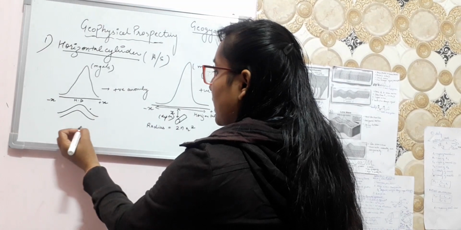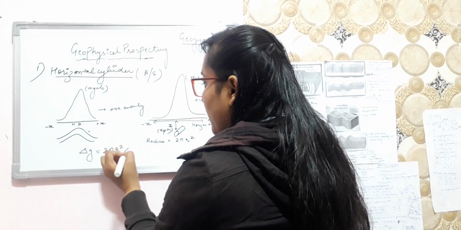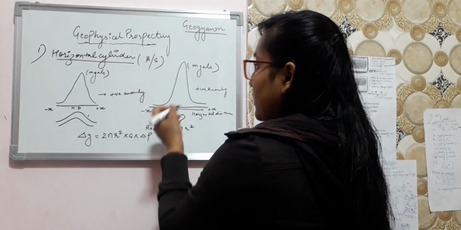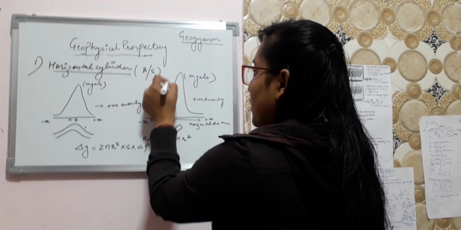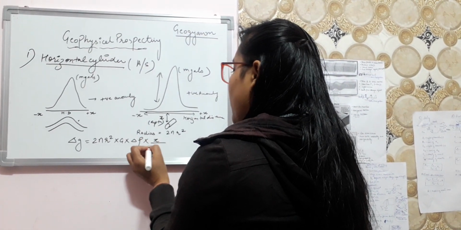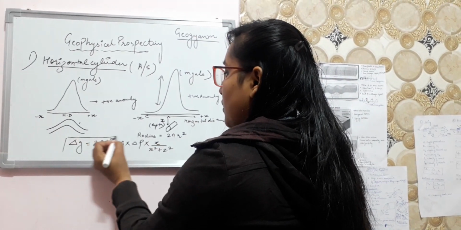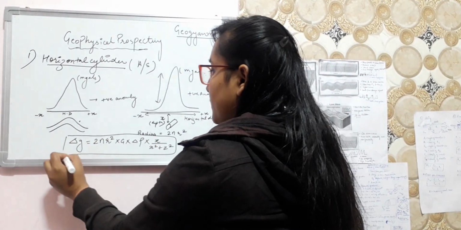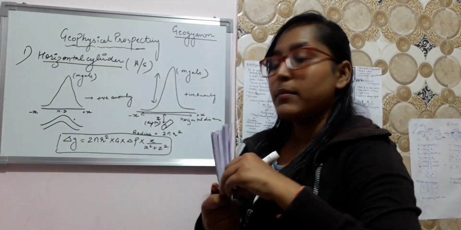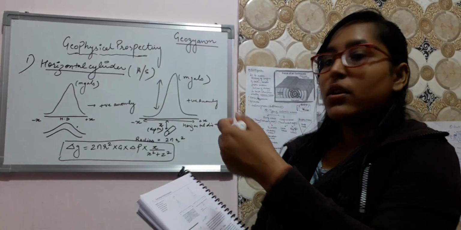For the horizontal cylinder, delta G is equal to 2 pi r square into G into delta rho, the density contrast, and Z upon x square plus Z square, which I have also written before. Now we will see a numerical which came in the CSIR NET exam on the basis of this horizontal cylinder.